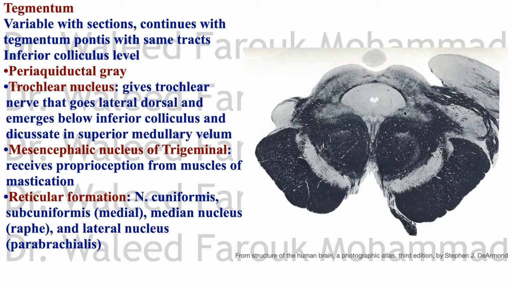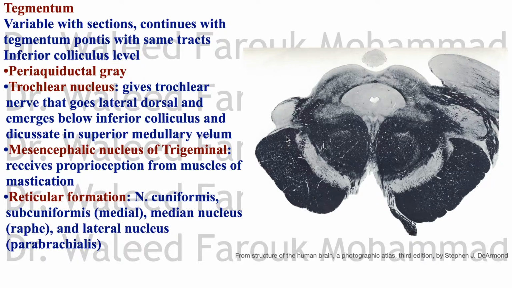This is the tegmentum of the midbrain. It is variable with sections and continues with that of the pons and medulla, with the same tracts. The periaqueductal gray: this is the aqueduct of Sylvius. See, this is the periaqueductal gray.